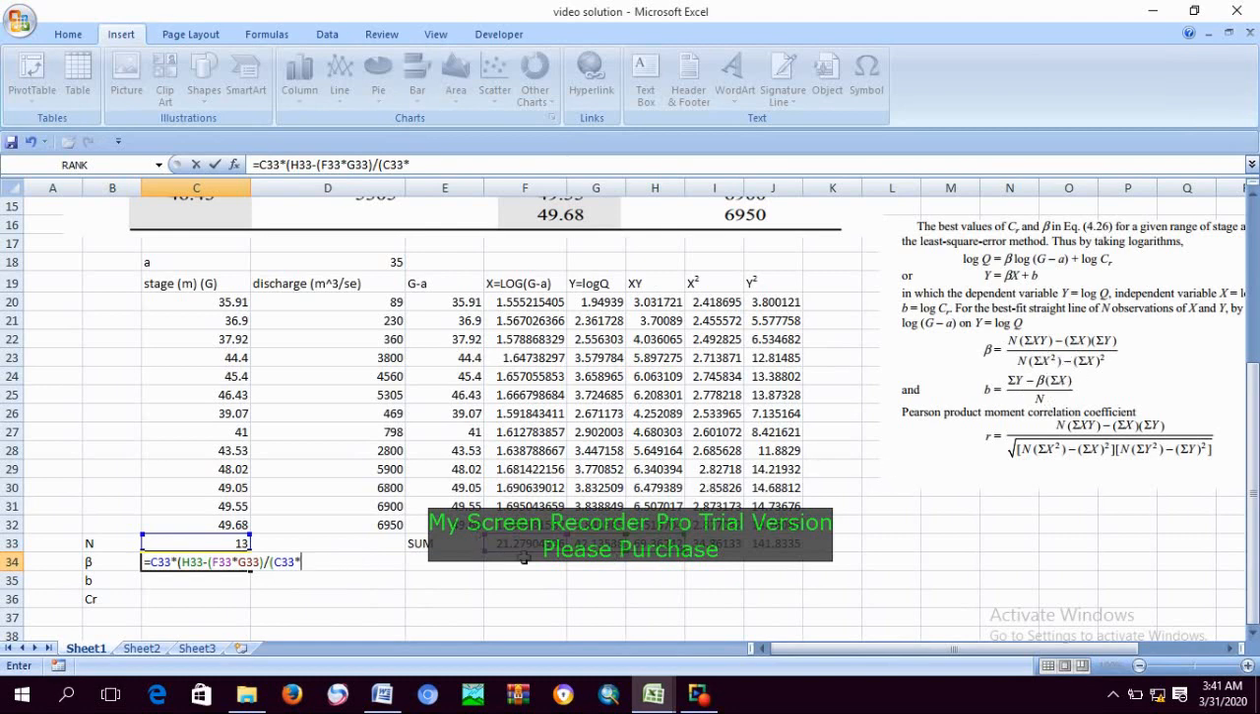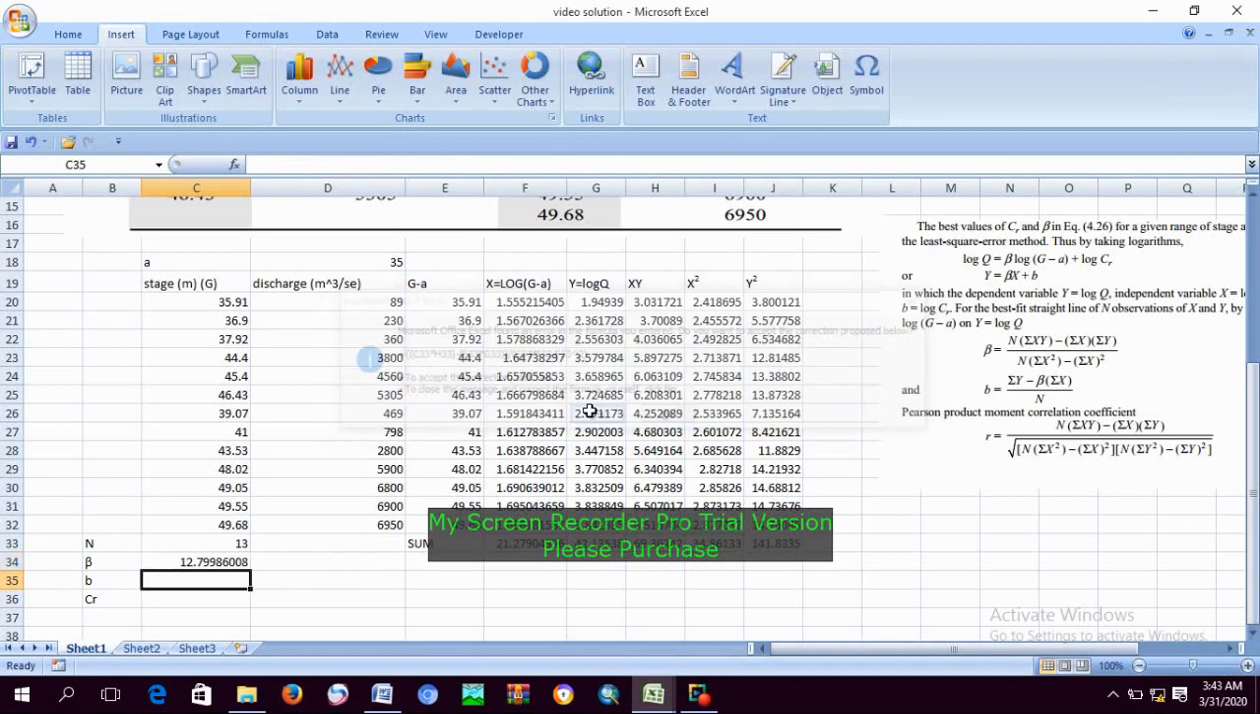Then we can take the summation of x square, minus the summation of x, the whole square. There is x to the power of 2, and this is a formula. If there is an error of a bracket, we can adjust it. This is the beta value.